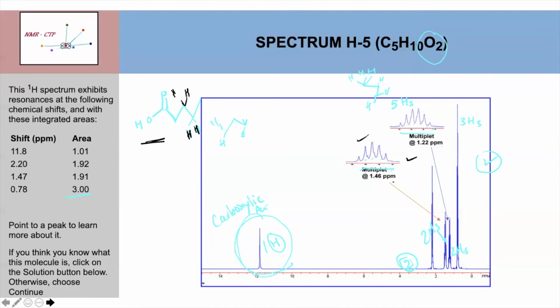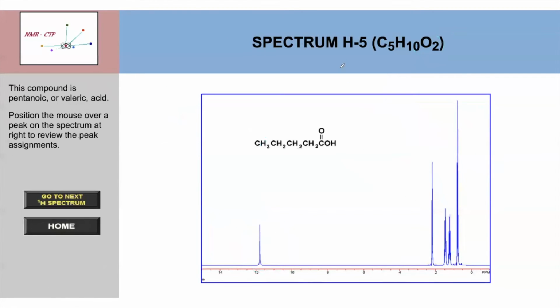Let's go check what it actually says. Yeah, this is just the backwards version. We have 1, 2, 3, 4 not backwards. It's just written in another direction. And we have the five carbons right there. So the way we drew it was oxygen, OH, and then 1, 2, 3, 4, 5. And so that's our final answer.